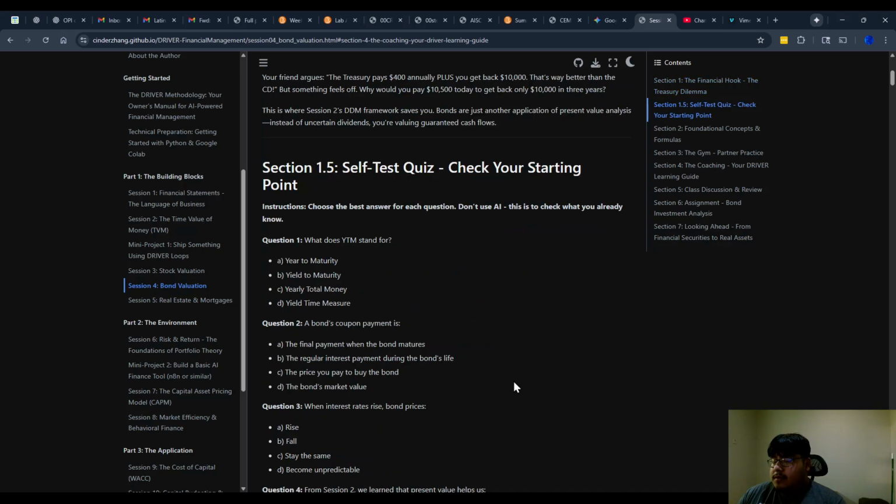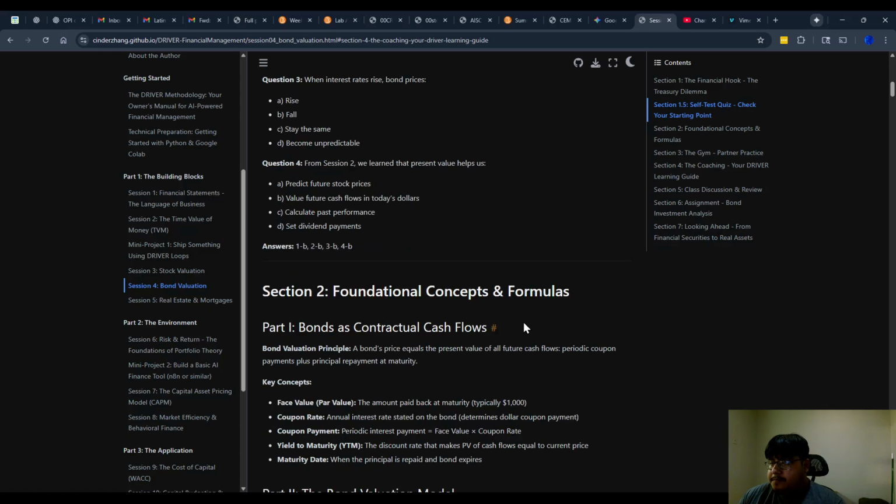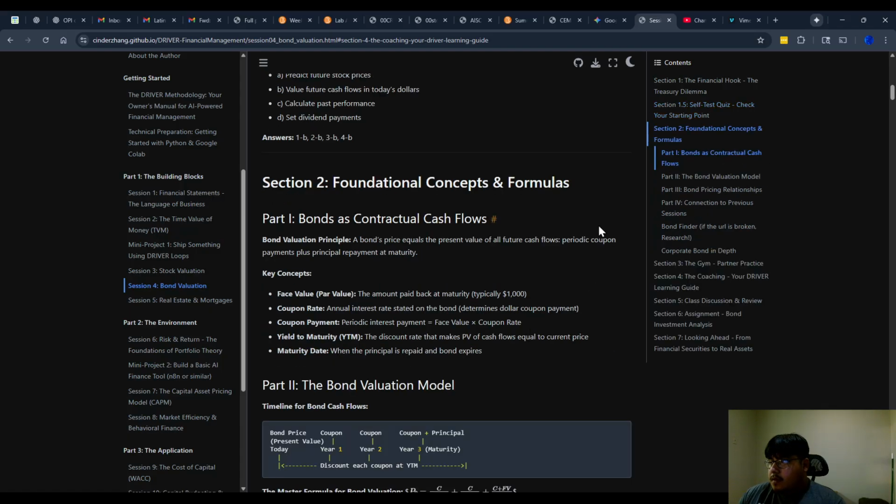And then we went through the self-test quiz. What does YTM stand for? Should be yield to maturity. A bond's coupon payment is the regular interest payment during the bond's life. When interest rates rise, bond prices fall. From session 2, we learned that present value helps us value future cash flows in today's dollars. And then we went on to section 2.